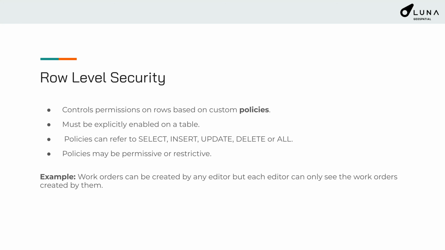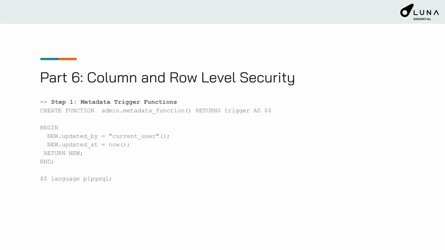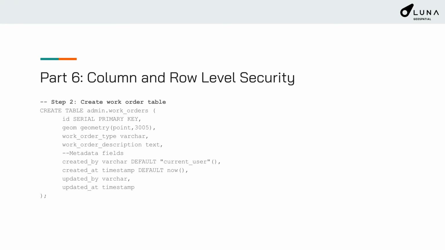So an example is one we created. Work orders can be created by any editor, but each editor can only see the work orders created by them. So when we created this, it's a couple of steps to actually get this to happen. The first is I used my pretty standard metadata trigger function. And this just automatically updates certain fields within the database. I created a table, and with that, the created by field is updated by default to the current user.